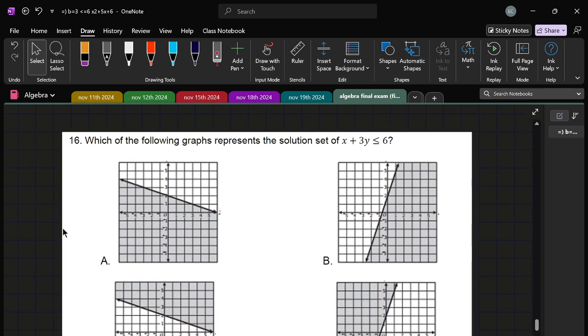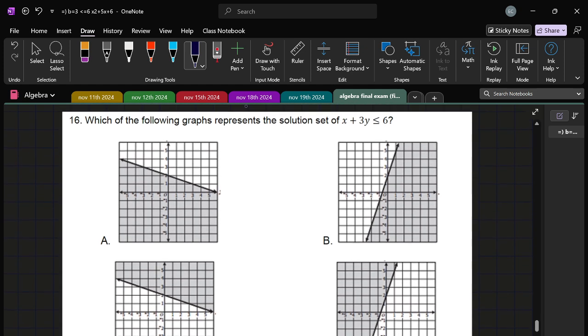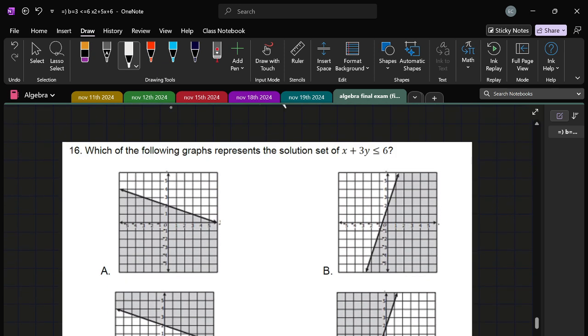Which of the following graphs represent the solution set? Remember, if we just plug this into decimals and compare, the most important thing is that we want this to be a y equals scenario. That way we can just read it a little better. So we have x plus 3y is less than or equal to 6. Let me just confirm that I got that right.